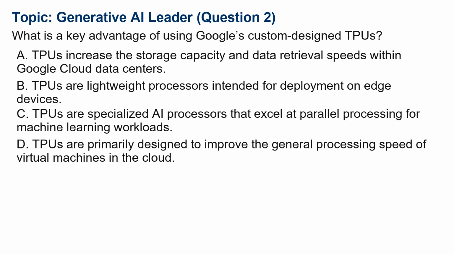What is a key advantage of using Google's custom-designed TPUs? A. TPUs increase the storage capacity and data retrieval speeds within Google Cloud data centers. B. TPUs are lightweight processors intended for deployment on edge devices. C. TPUs are specialized AI processors that excel at parallel processing for machine learning workloads. D. TPUs are primarily designed to improve the general processing speed of virtual machines in the cloud.